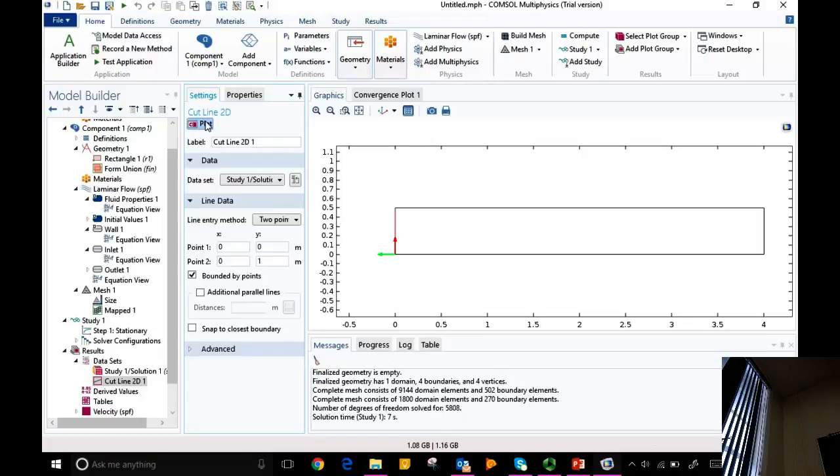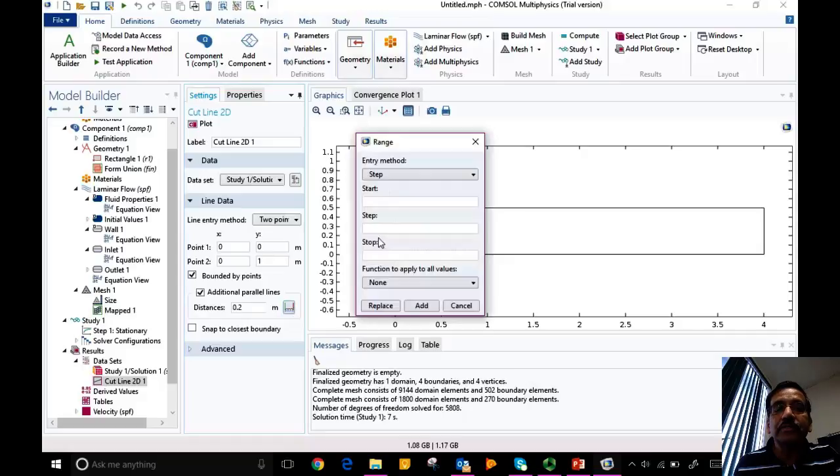It also has a feature for additional parallel lines. If you check that, you can generate a whole series of lines. So I check this, and then I provide the distances between them. Maybe I specify it as 0.2. And plot. Why didn't it work? Range. Okay. Start at 0, step at 0.2, and stop at 4.